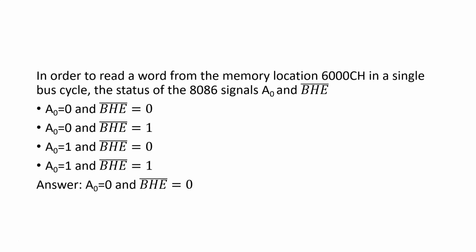So we have 4 different cases, BHE bar and A0 values: 0 0, 0 1, 1 0, 1 1. According to the values, it is either a word, or the upper byte from the memory location, or the lower byte from the memory location, or no operation, as given by the values of A0 and BHE bar. So here both the values are 0. If both the values are 0, then the 8086 will read a word. So the option is the first option.